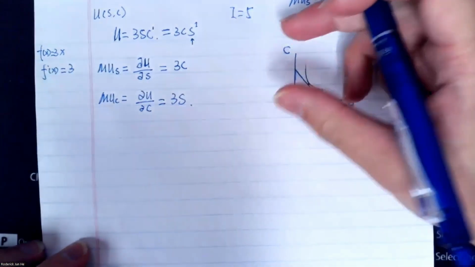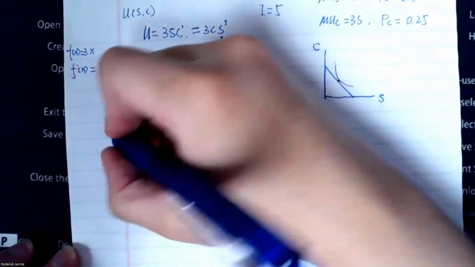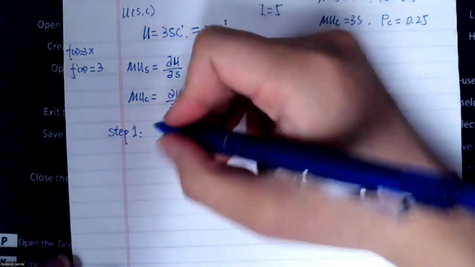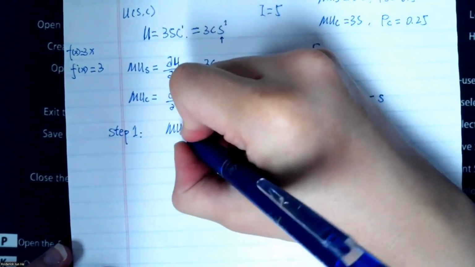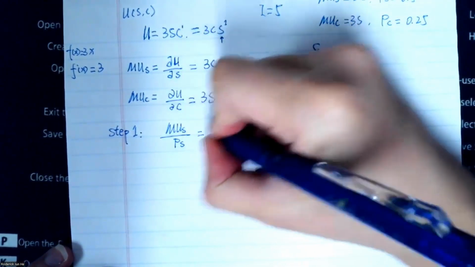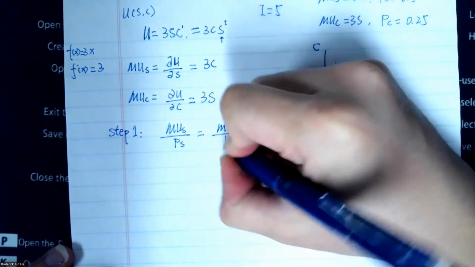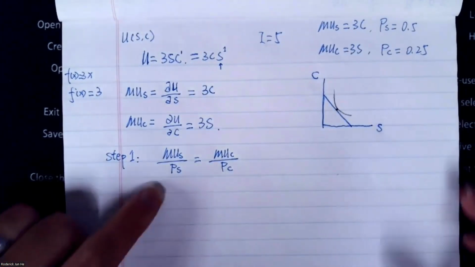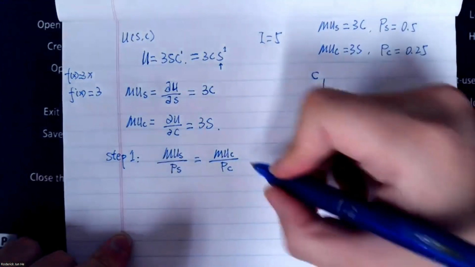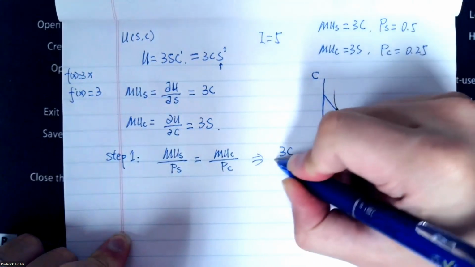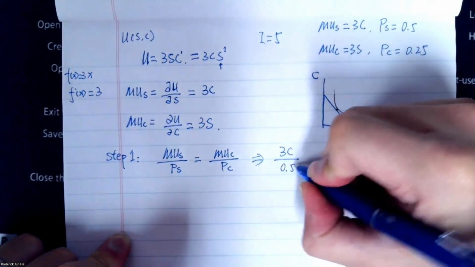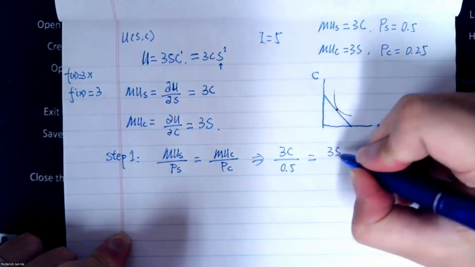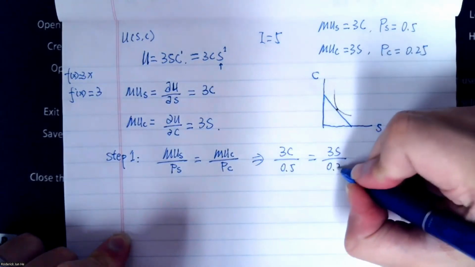Okay, so then what we do is we still follow the 3 steps. Step 1, equal marginal principle. Marginal utility of one good over its price equals marginal utility of the other over its price. Then we plug in numbers. Marginal utility of S is 3C over the price of S, 0.5, equal to marginal utility of C, which is 3S, over the price of C, 0.25.